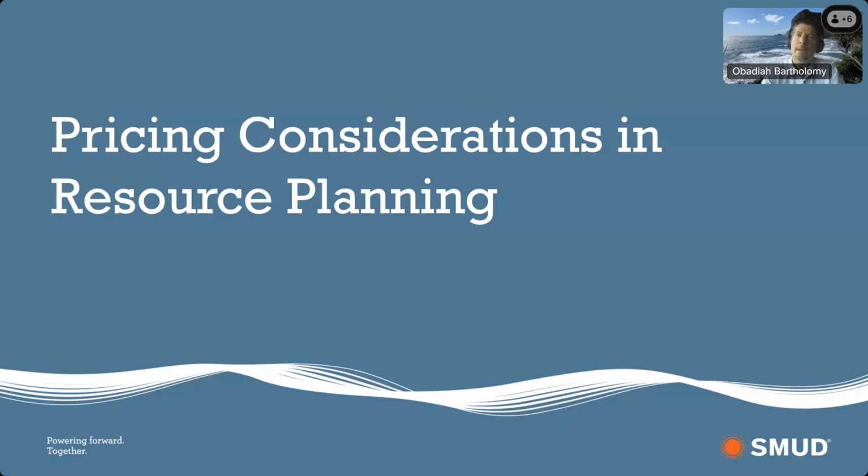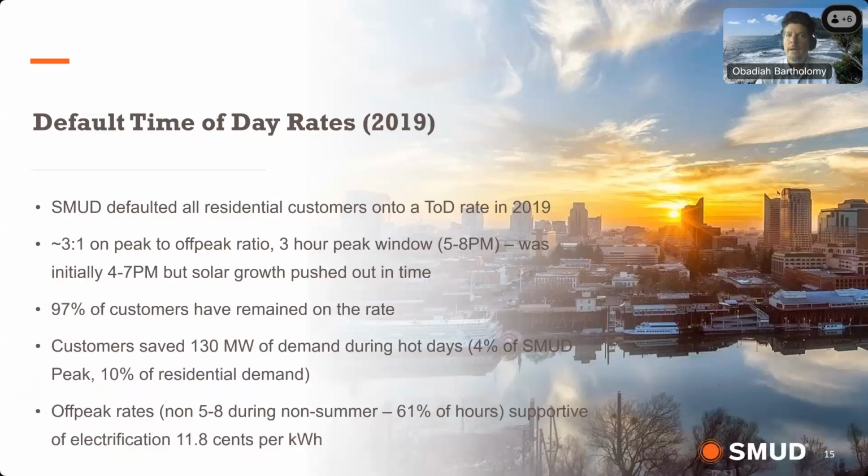All right, the last topic I was going to touch on is pricing and its relationship to resource planning. Our time of day rates for residential customers were defaulted to all customers in 2019. They have a 3-to-1 peak to off peak ratio and a 3-hour peak window, which was really valuable for us in seeing capacity displacement and getting behavioral response with that shorter duration window. We initially were scoping out a 4 to 7 window, but we're predicting solar growth to likely push that out in time, and so put in place a later window, which has been very helpful.